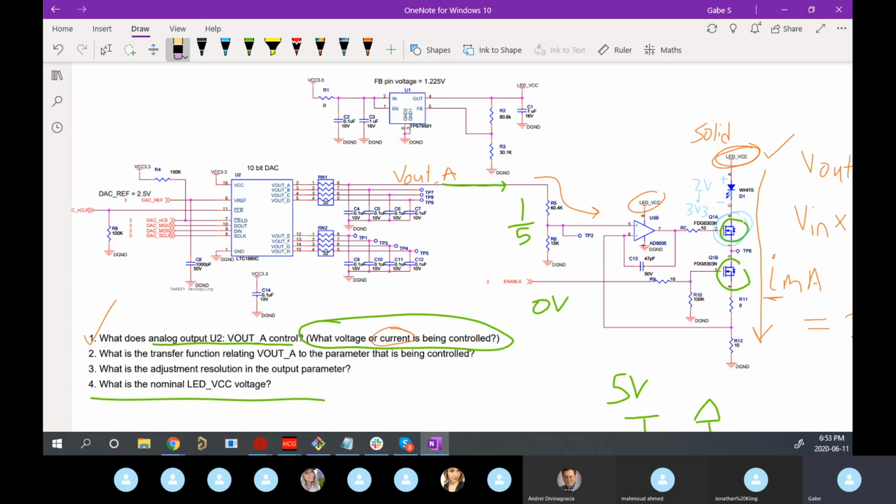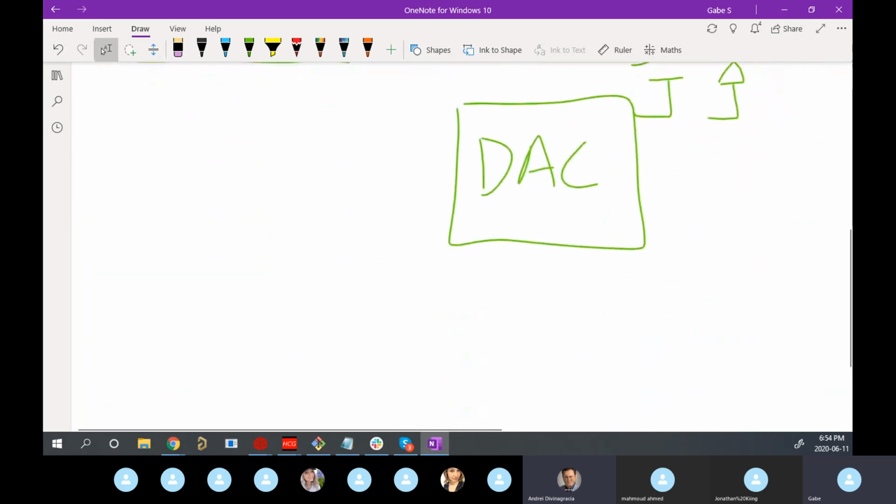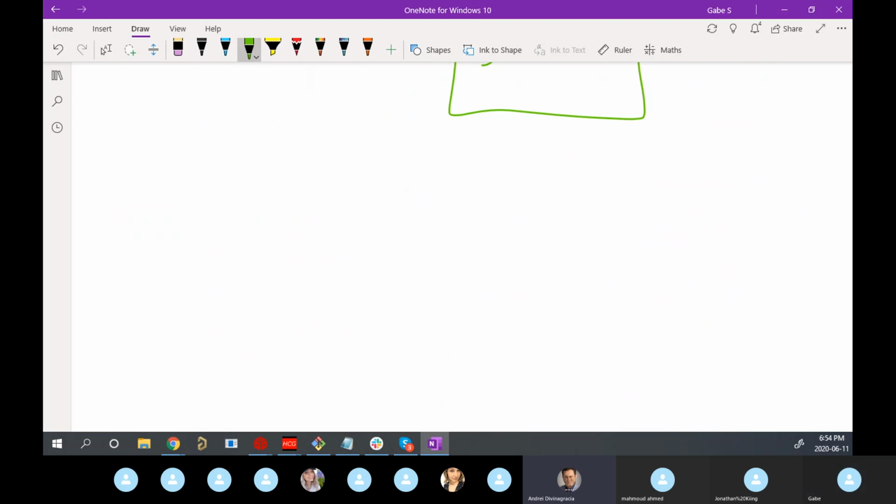All right. So what is the transfer function relating V out A to the parameter being controlled, which we found out is the current through the LED, right? So can someone remind me what a transfer function is? I'm in the class and I can't tell you. Yeah, it sounds scary and stupid. And like in class, we have some equation. Faraz, do you have something?